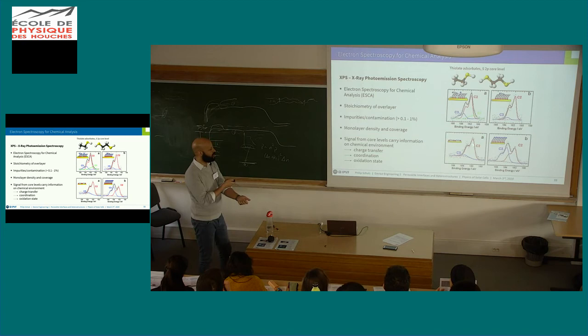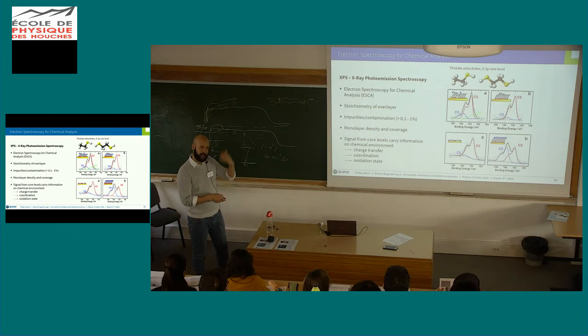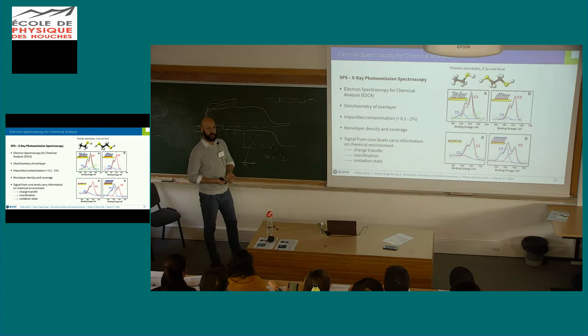Or you have a very dense film if you amp up the concentration. And now not all the sulfur sticks to the gold substrate, and you always have one sulfur sticking out, giving you equal contributions between the red, the sulfur sticking to the gold, and blue, the sulfur hanging in the air. So this is how you extract information about charge transfer, coordination, and oxidation states from XPS spectra for individual species.